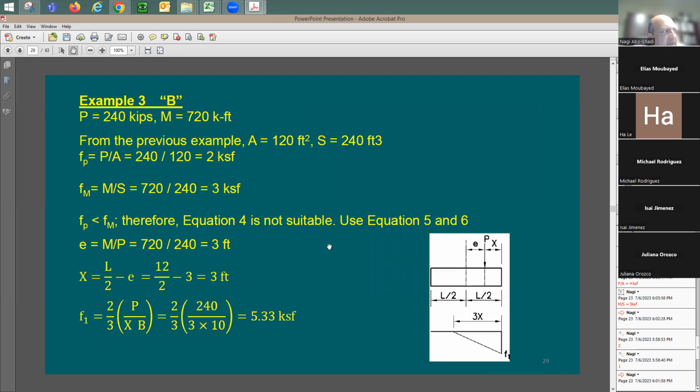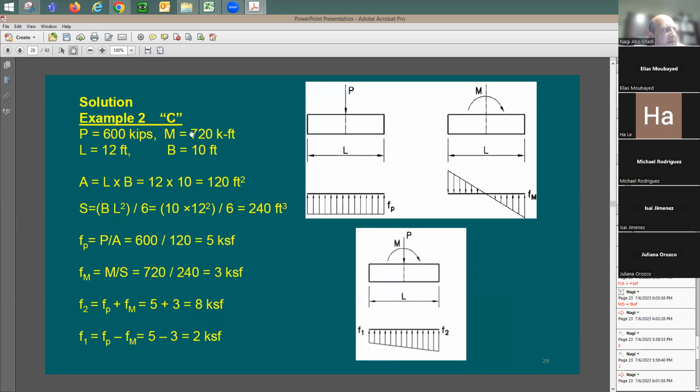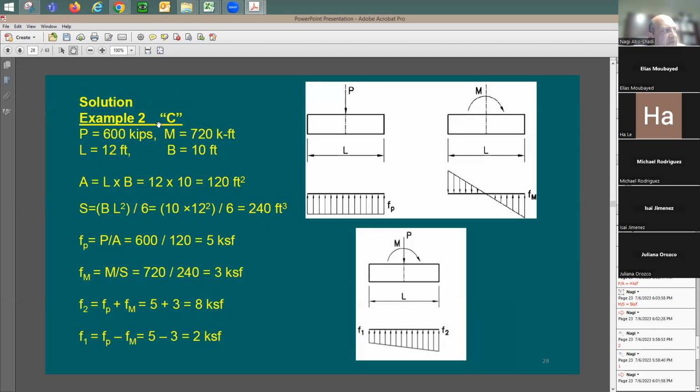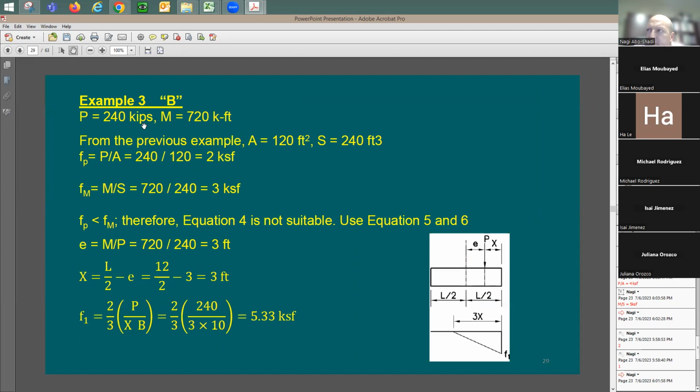Second example: the moment stayed the same. Look at this moment, 720 is the same moment. Vertical load dropped from 600 to 240. So now I'm giving you the other side, the other case, case B, when you have lots of moment compared to the axial load. As if the moment wants to flip it and the axial load wants to stabilize it, to bring it down.